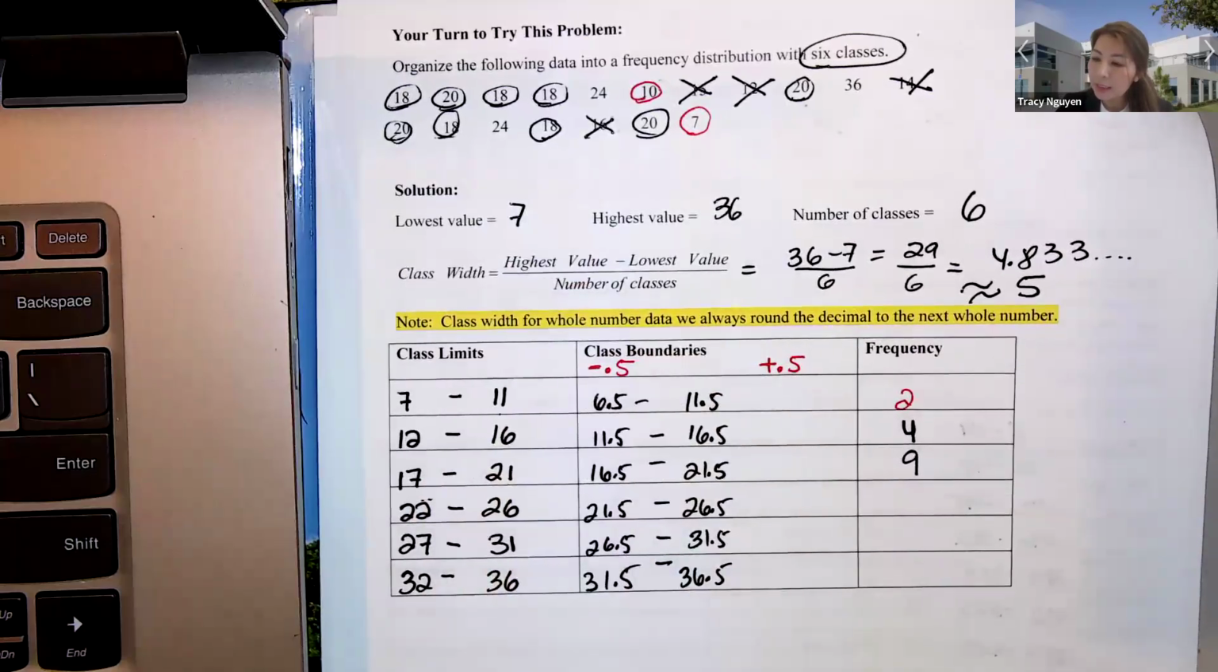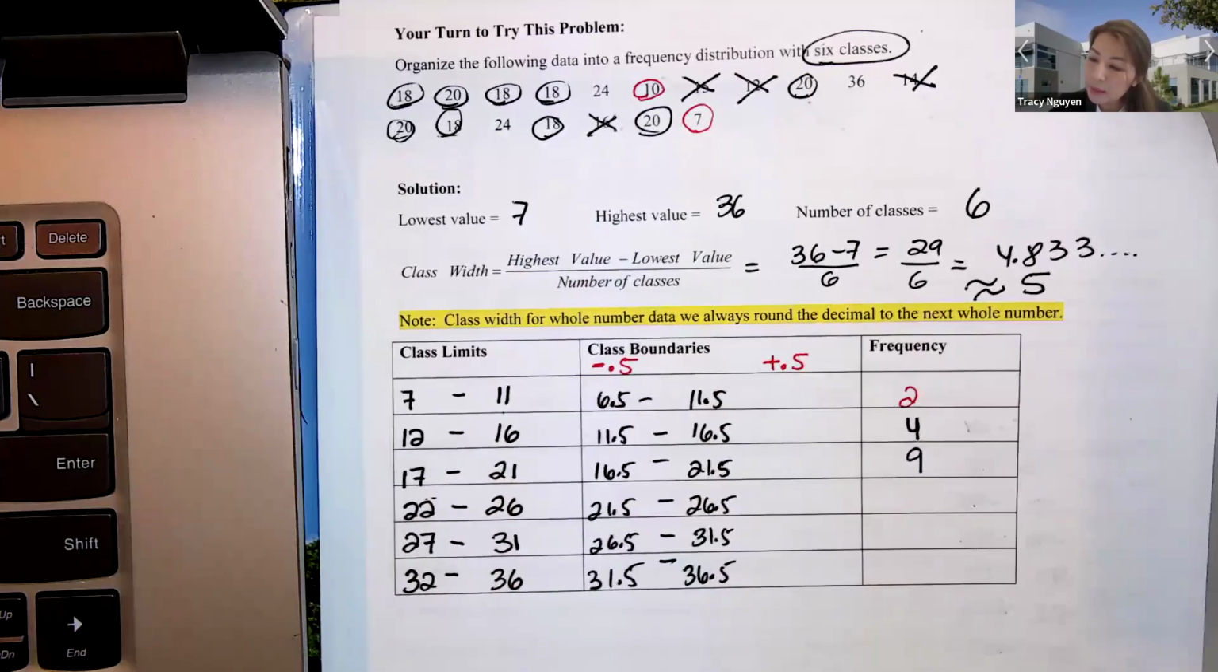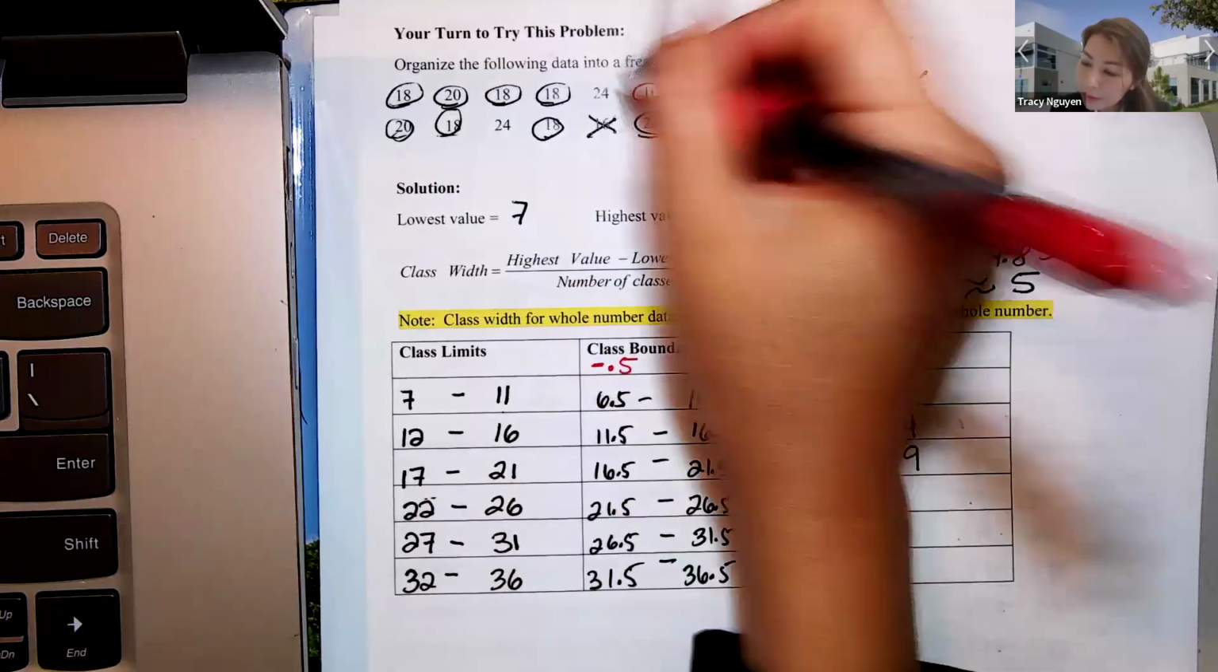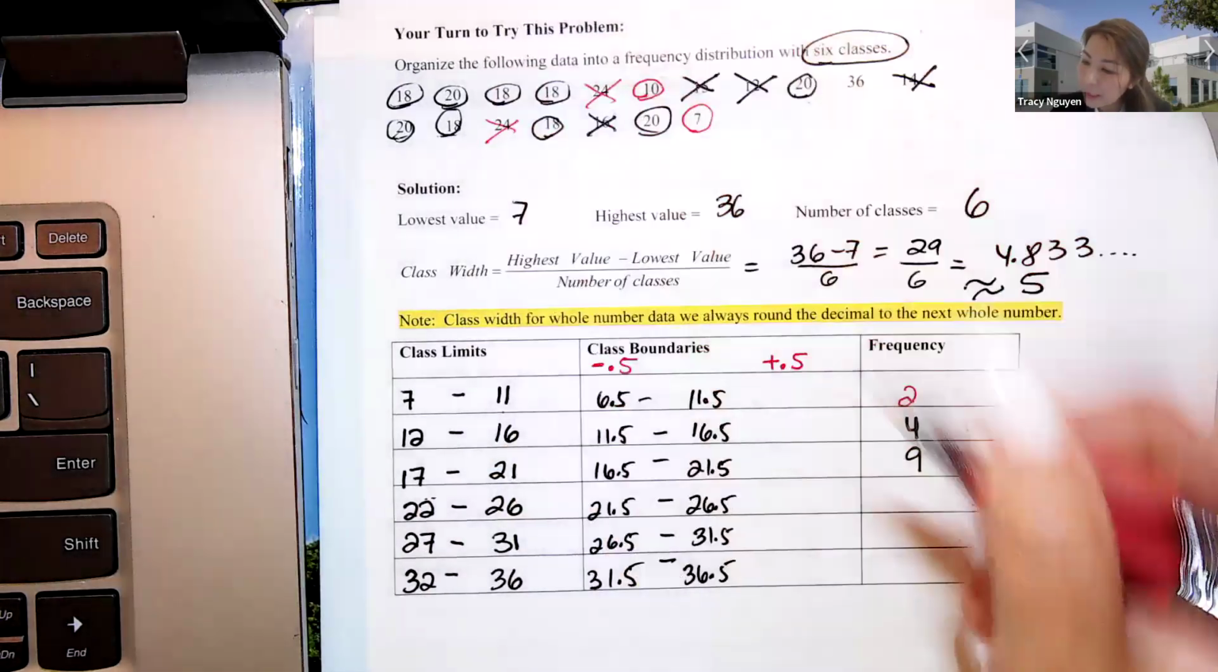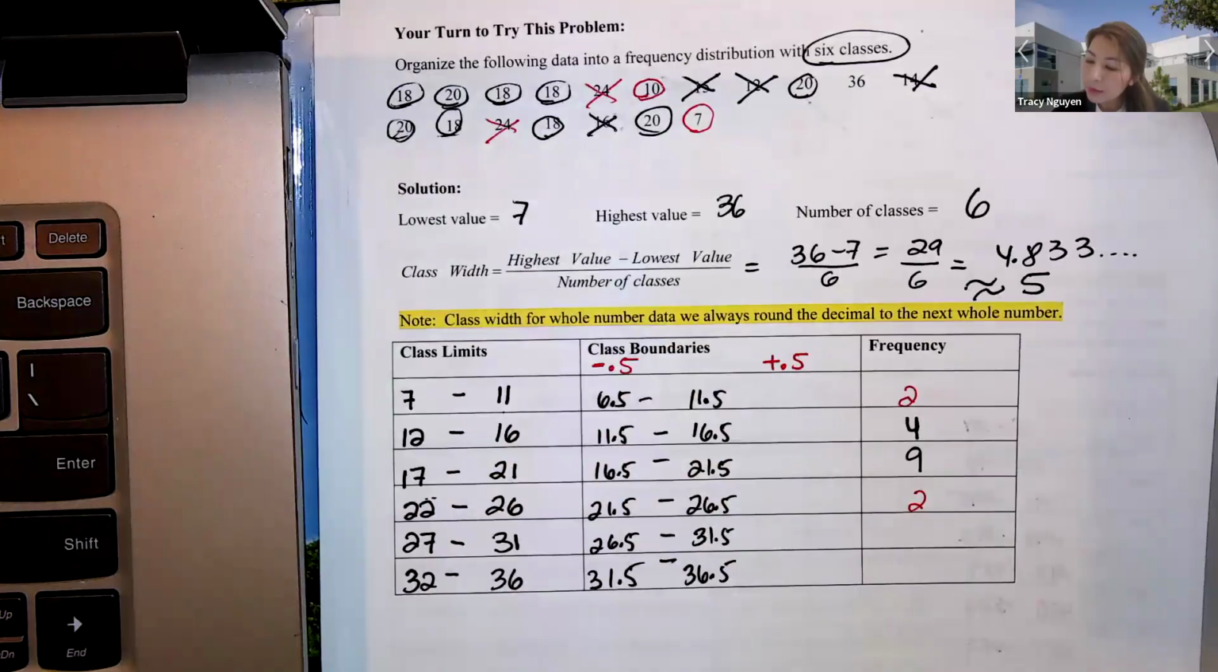22 to 26. 22 to 26, meaning that 24, 24, okay? We have 2. Then 27 to 31.